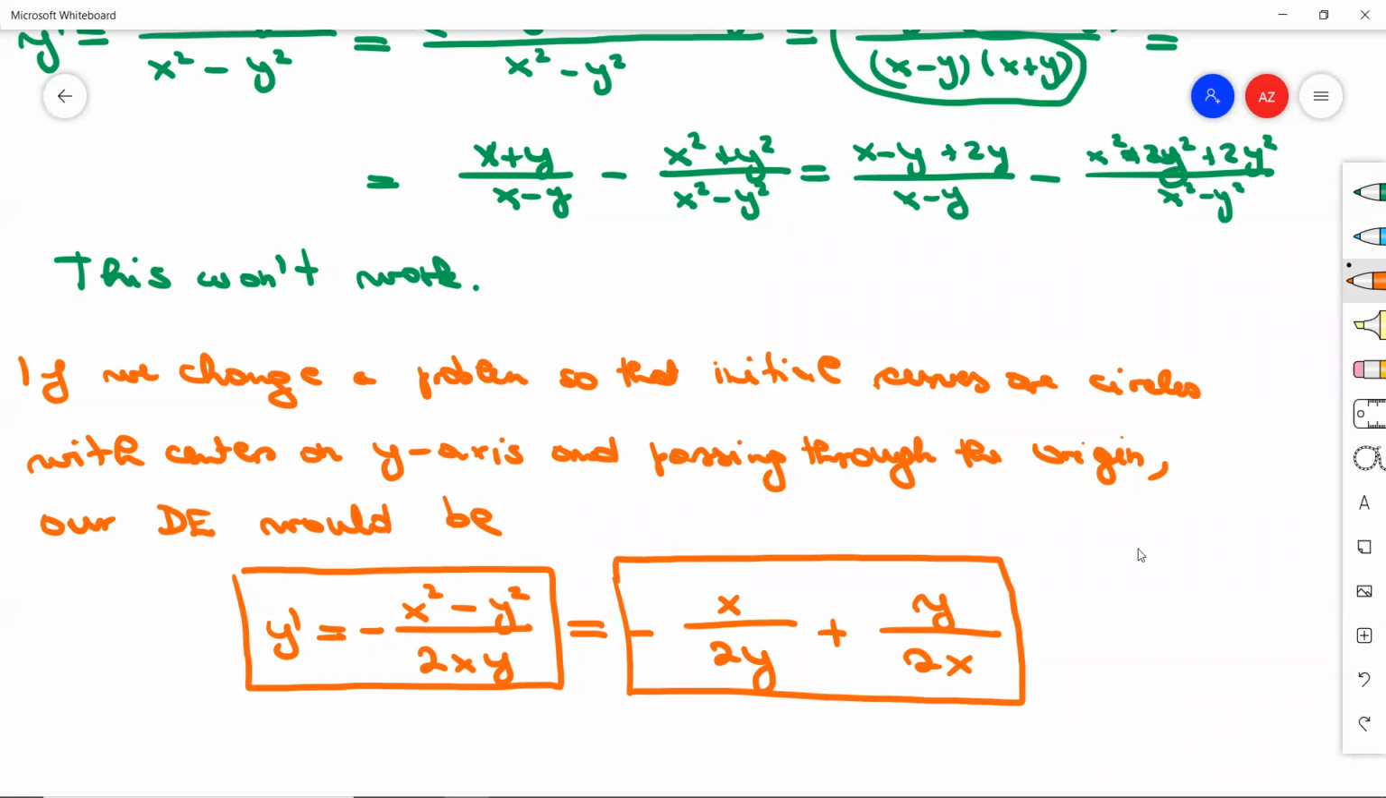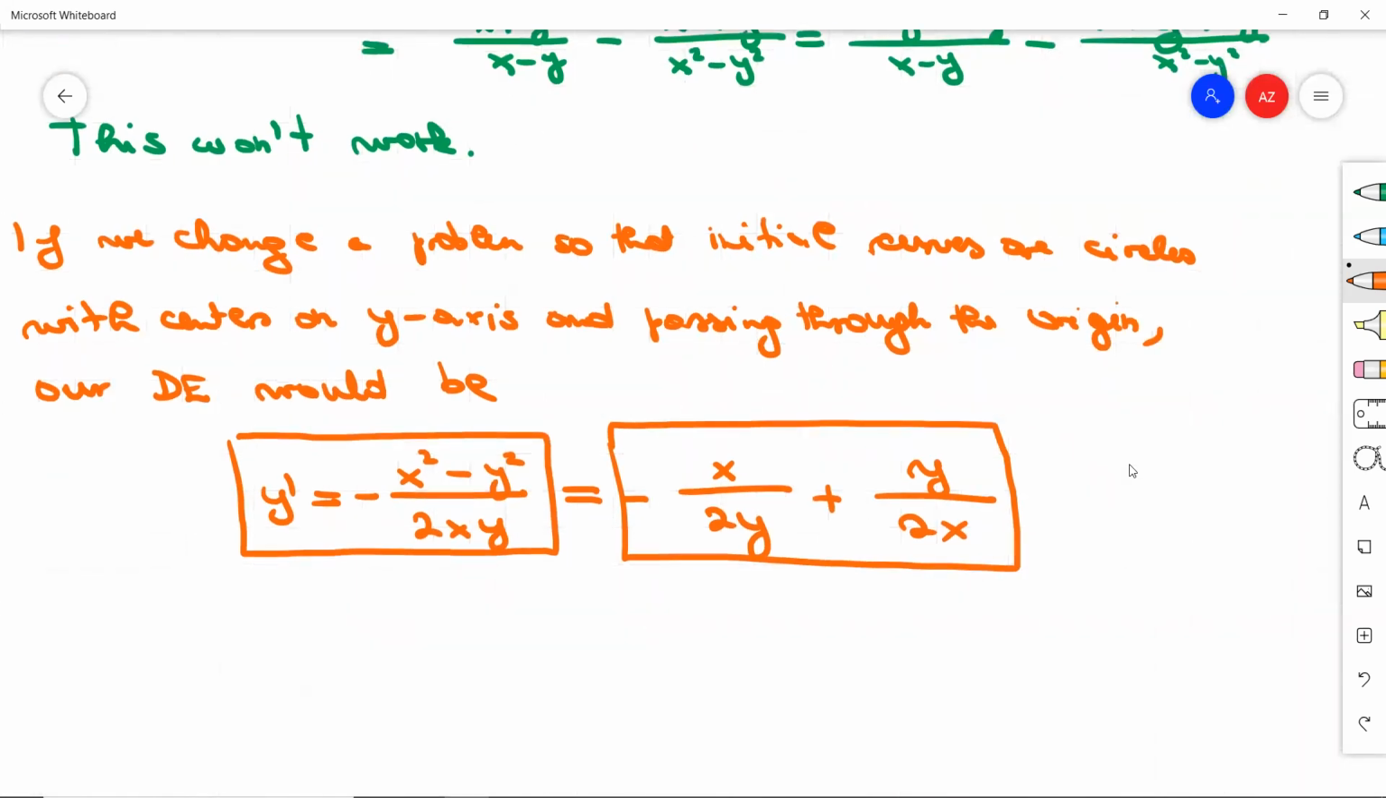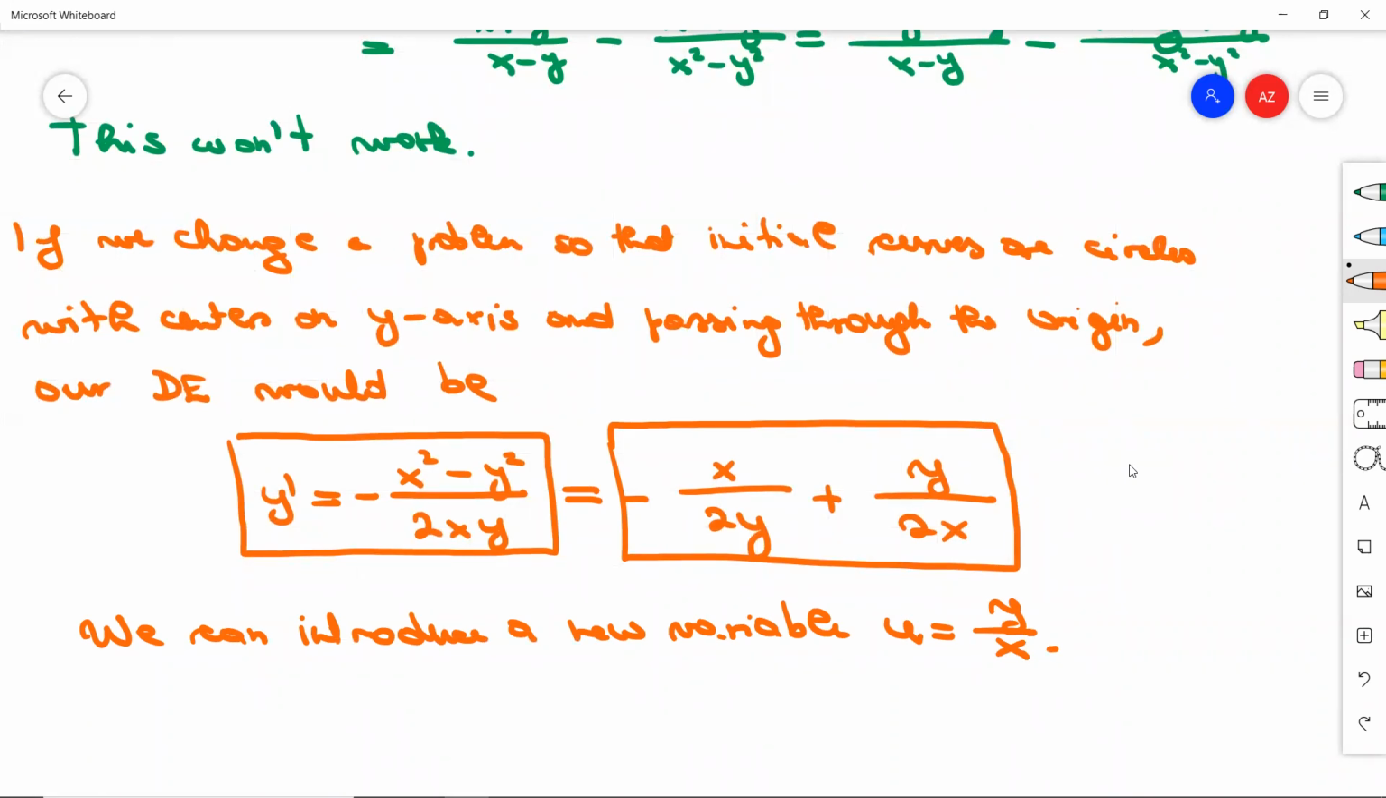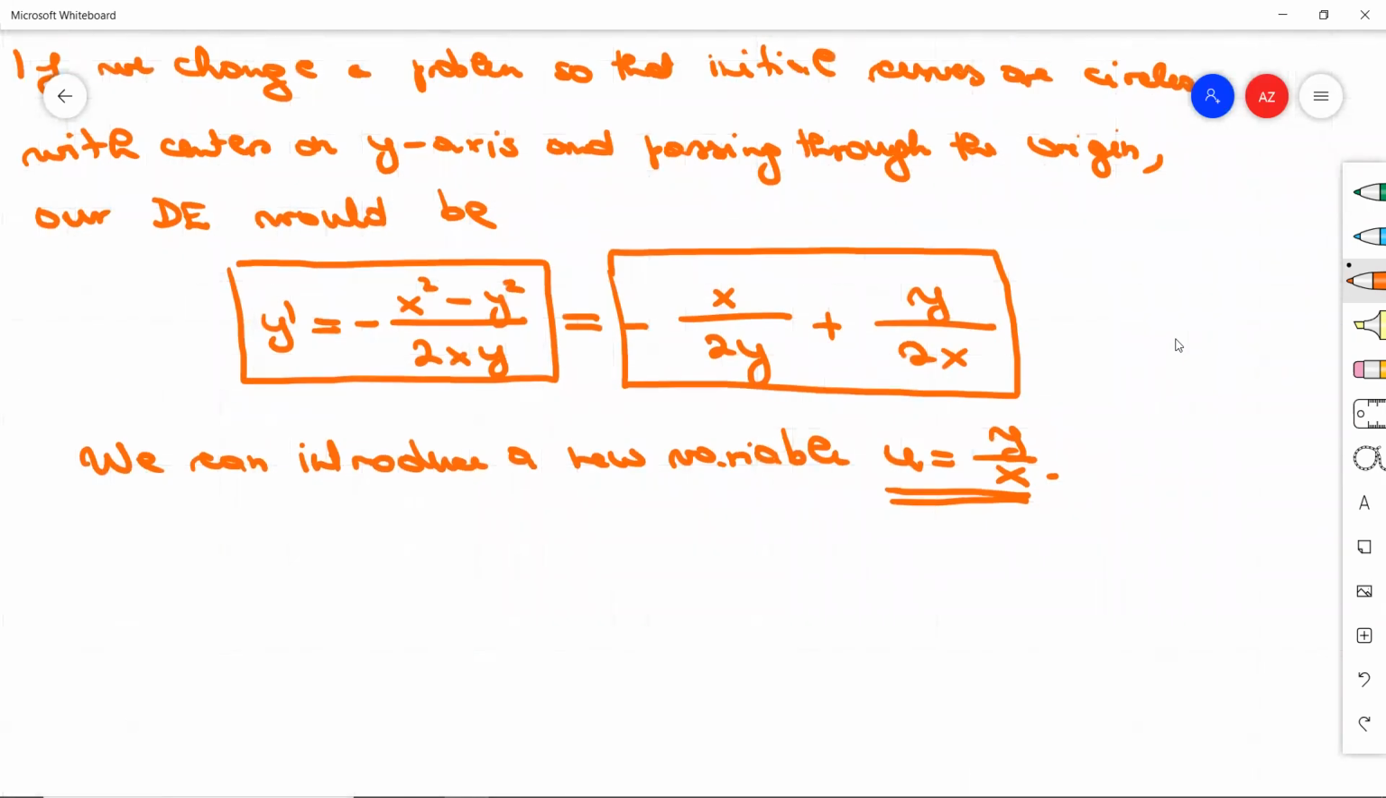And whenever you have a differential equation which has y over x as a variable, here we can introduce a new variable u is equal to y over x. We will see that our differential equation can indeed be solved. So we introduce the new variable u is y over x, which means that y is u times x.